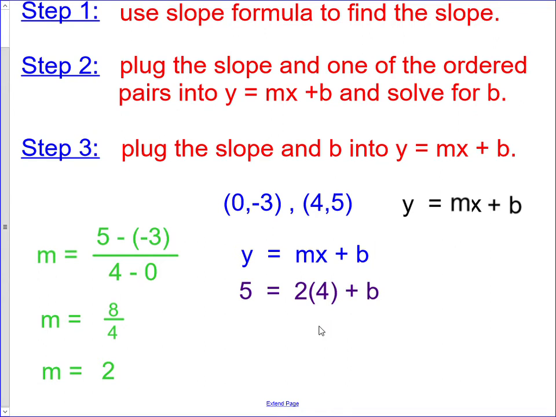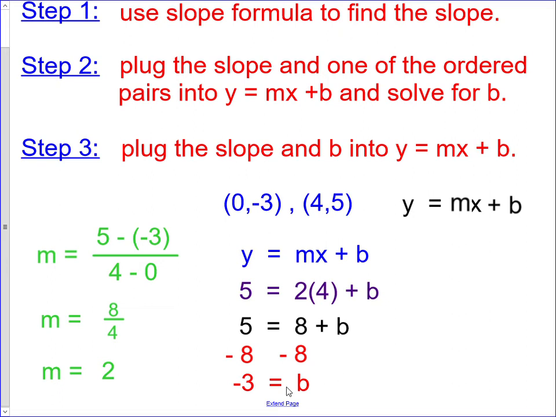Now we're going to simplify and then isolate b. Well, 2 times 4 is 8. So we have 5 is equal to 8 plus b. To isolate b, we need to subtract 8 from both sides. When we do that, that leaves us with -3 is equal to b, which means our y-intercept is -3.